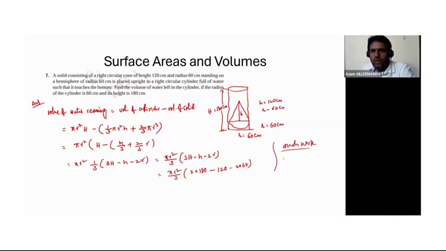So 3 into 180 is 540, minus 120 and 120. So 240. That means 300. This value I will get as 300. So now substitute the values.